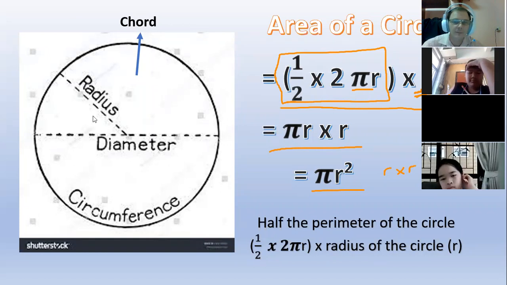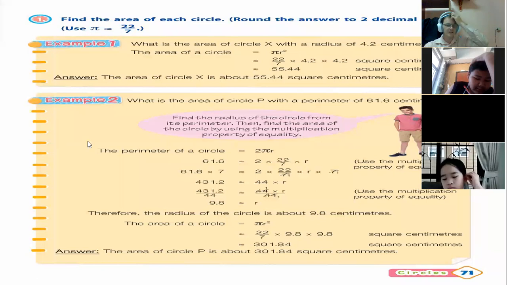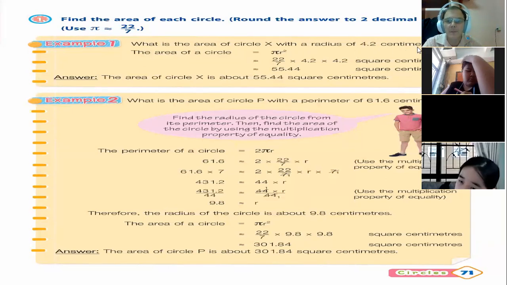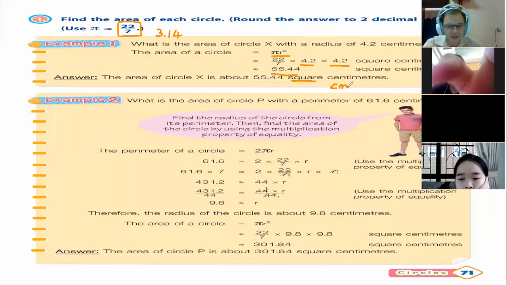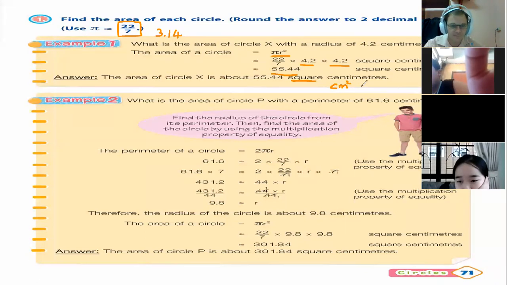So let's have a look at how we put this into practice. If I'm going too fast or you don't understand, please stop me. But first, let's look at an example to give us an idea. So what is the area of circle X with a radius of 4.2 millimeters? They say we must use pi as 22/7. Very easy, we just use 3.14, to make it easier. Okay. So our formula is pi radius squared. So 3.14 times 4.2 times 4.2 will give us 55.44 square centimeters. If you want to use the abbreviation, you can write centimeter squared like this. Okay.